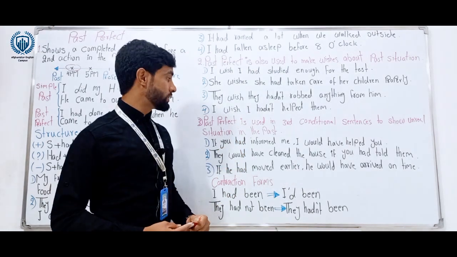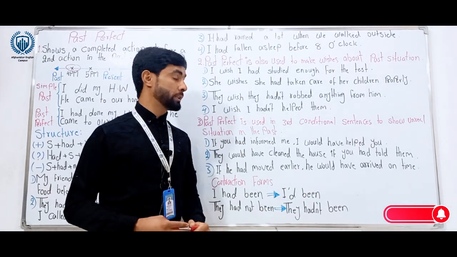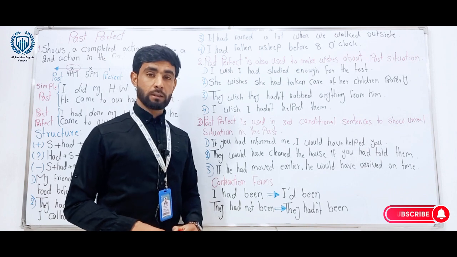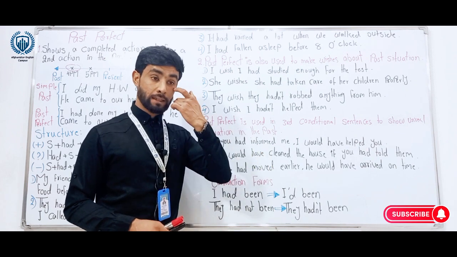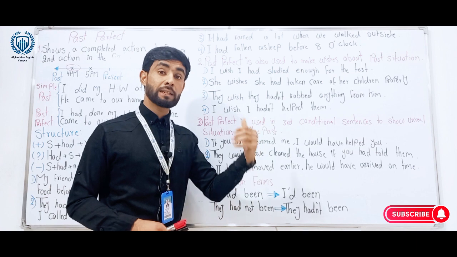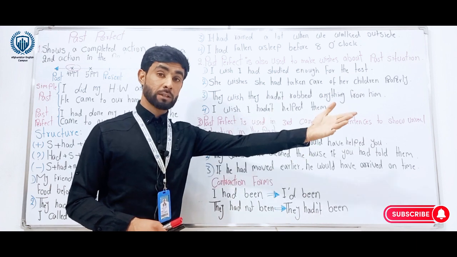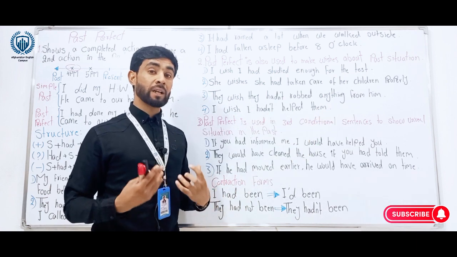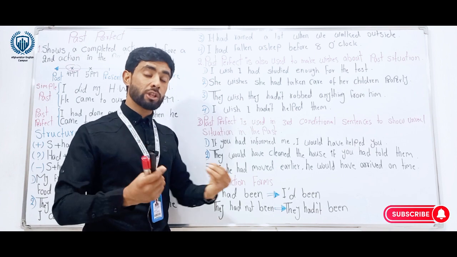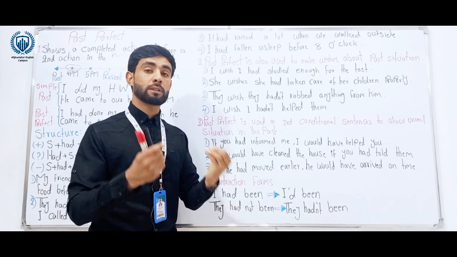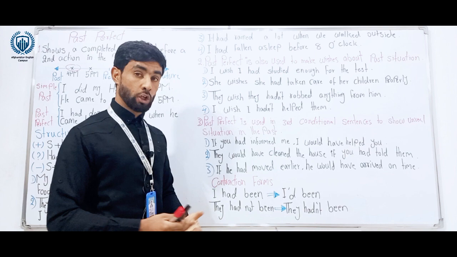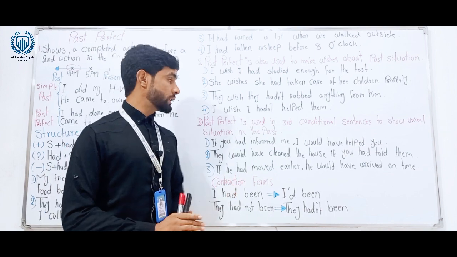So, the fourth sentence, I wish I hadn't helped them. I helped some people, and through my help, they did something wrong. They did something wrong in society. Now I wish I hadn't helped them. Hope it's clear. Hope it's done. Come to the third usage.